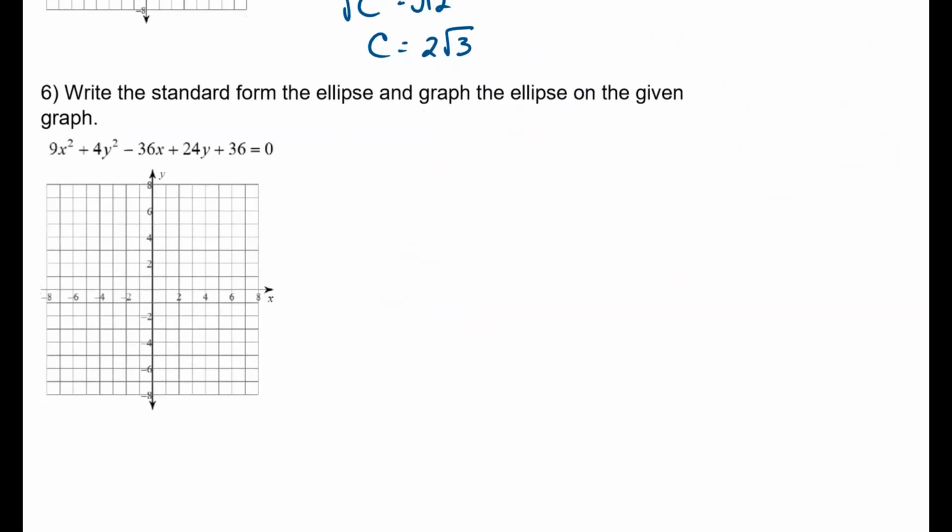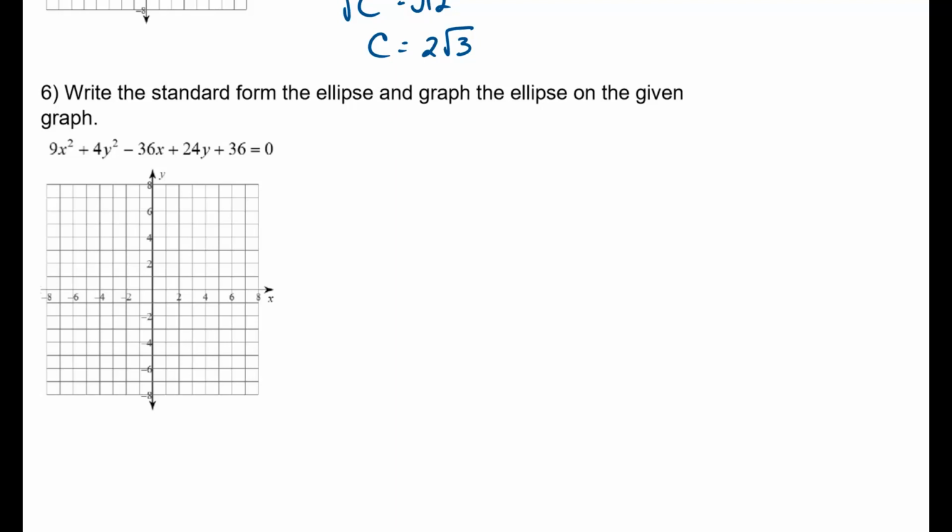Okay, so with this one, we have to find the standard form of the ellipse, and then I'm asking you to graph it. When I ask you to graph, I couldn't care less about what your foci is. Honestly, I'm not going to ask you formally to tell me your vertices. You're just going to have to use A and B to make the graph. So let's start on this one.